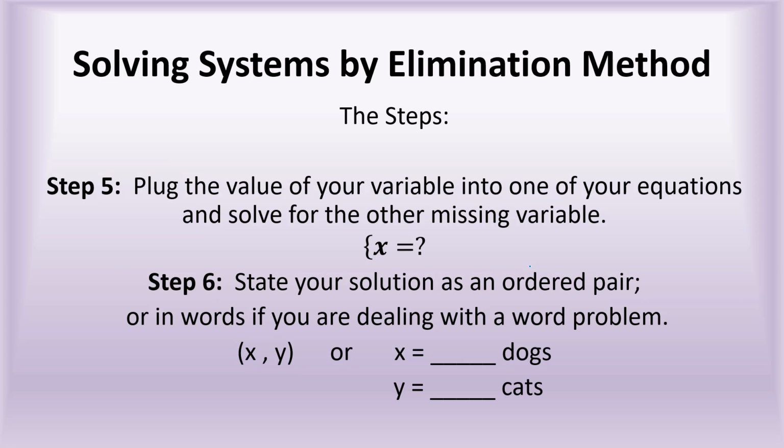Plug the value of your variable into one of your equations and solve for the other missing variable. Step 6, state your solution as an ordered pair, or in words if you're dealing with a word problem. So x, y if you're dealing with an ordered pair, or x is equal to this many dogs, y is equal to this many cats if you're dealing with a word problem. A lot of times when you're dealing with word problems and systems of equations with word problems, you go ahead and use variables that represent the terms in the word problem. So you're not going to have an x and a y anyways.